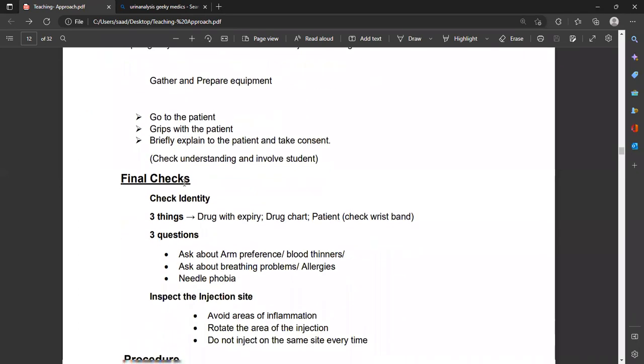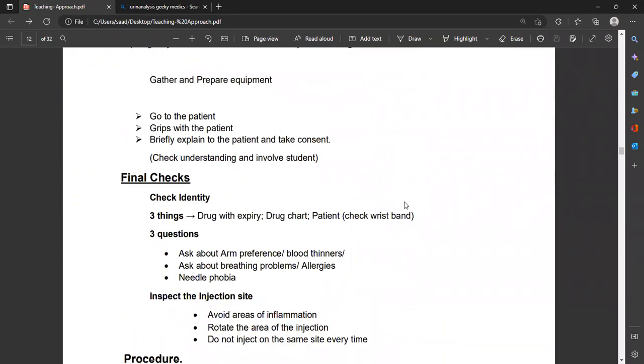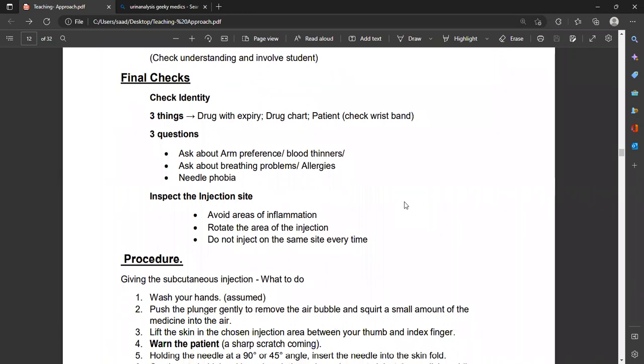Then you will have a pad in front of you like this. Then you will ask the student, okay, if you have any questions in between the procedure, just let me know. There comes the important thing, final checks. Three things and three questions. Don't forget, at any cost, these are the safety checks.